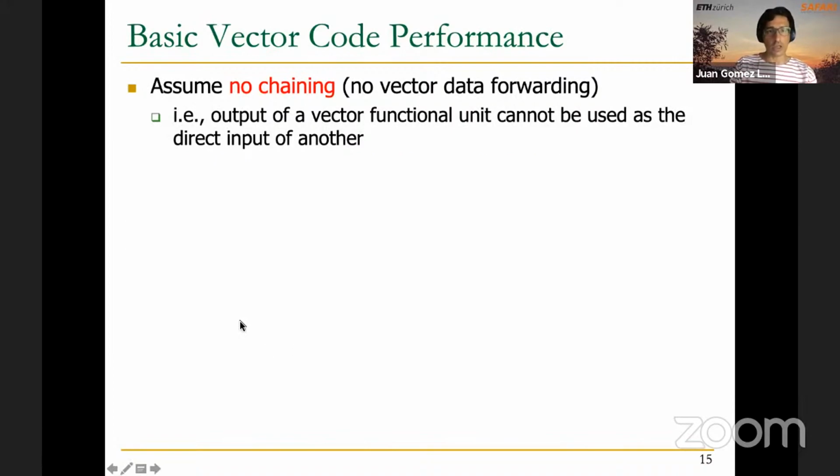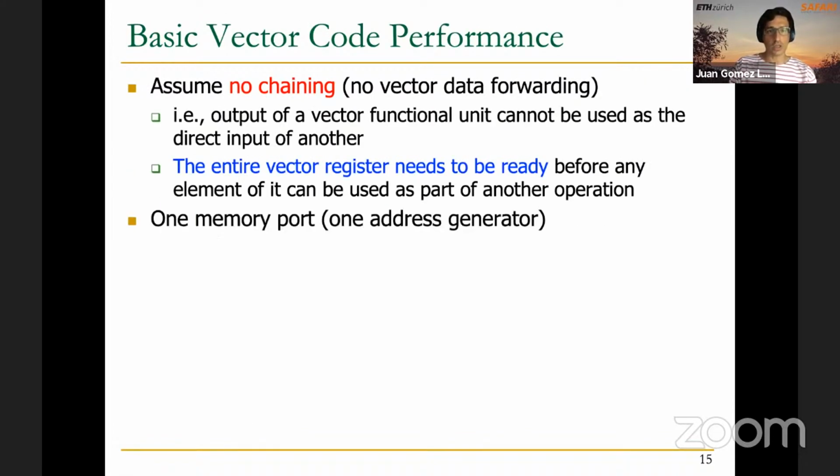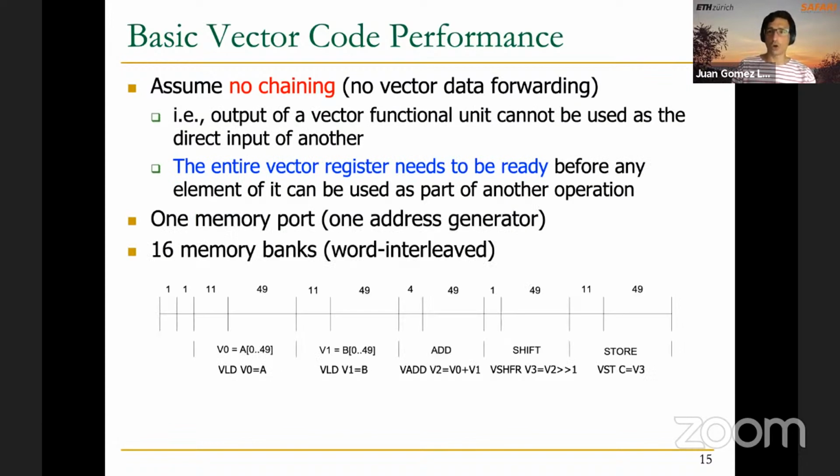So recall that it's this code here. The way that we execute this code on our SIMD processor or our vector processor is by first moving 50 to the vector length, moving 1 to the vector stride, and then we start the execution of the vector load instruction, where we read from A, then the vector load to read from B, vector add, shift right, and store, right?